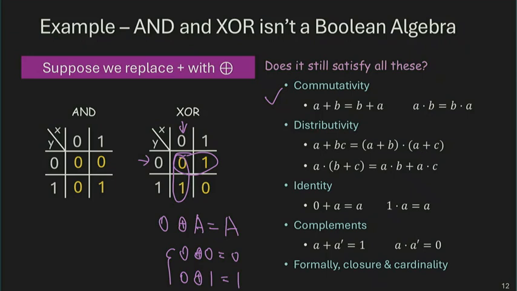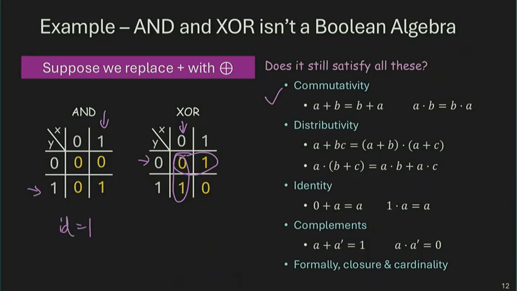And the AND gate always has the same identity element as before, of course, and that identity element is 1. So for the AND gate, the identity element equals 1. For XOR, the identity element equals 0. So identity checks.